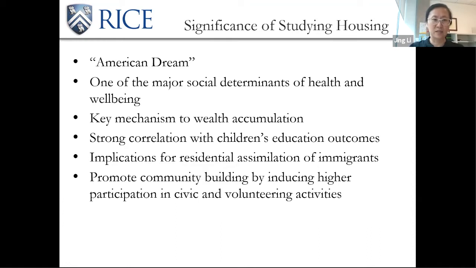First of all, there is the American dream of working hard and owning property, right? But housing also has a long list of benefits. It is one of the major social determinants of health and well-being. Housing is also well studied as a key mechanism for wealth accumulation. Past studies have established a causal link between these two, and there is a strong correlation between children's education outcomes and housing. There are great implications for residential assimilation of immigrants.